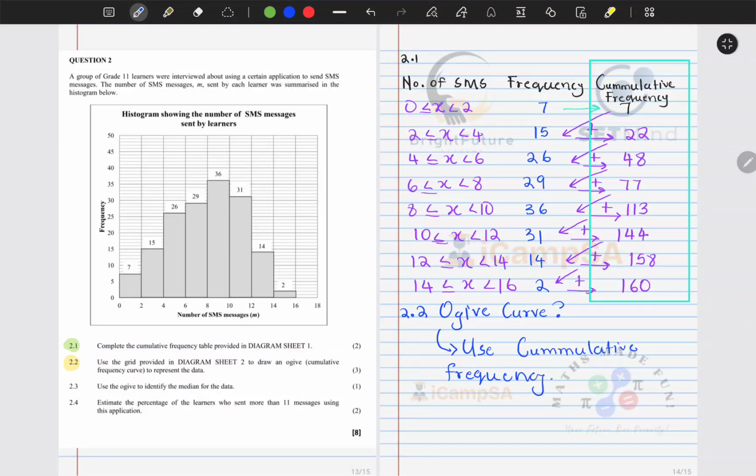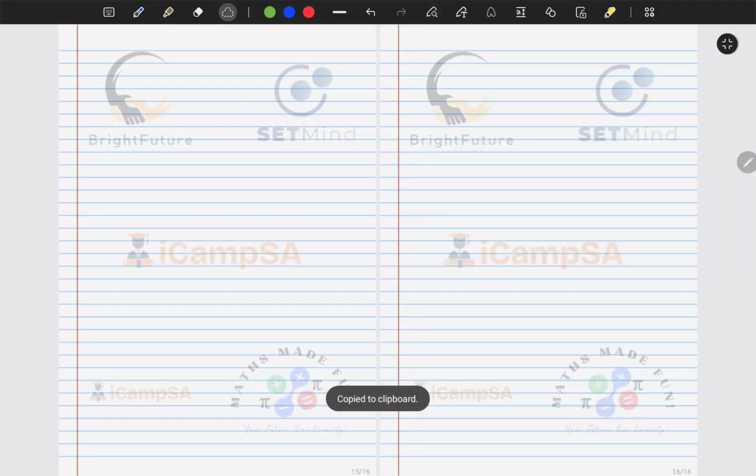So what I'm going to do is go to the next page and start doing our plot. Let's better this handwriting here. Cumulative frequency. So let's go to the next page and quickly plot our Ogive curve.